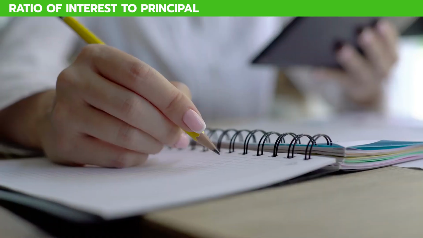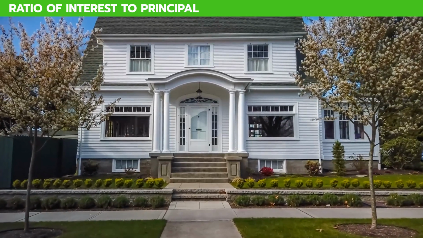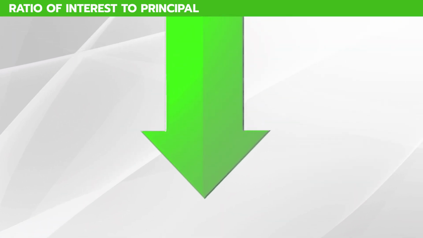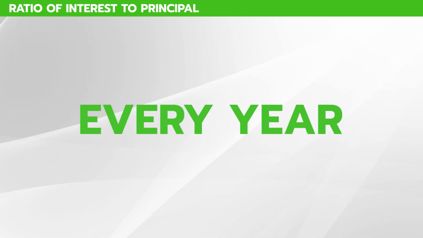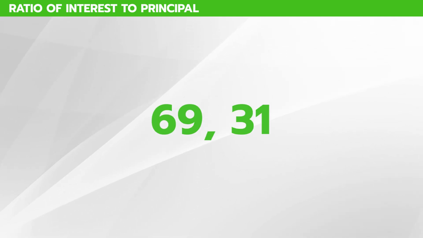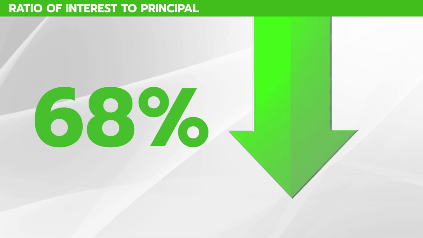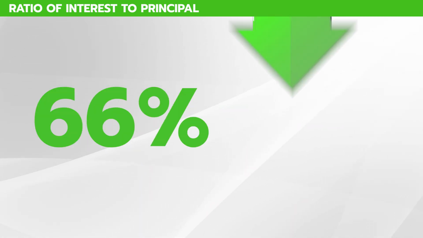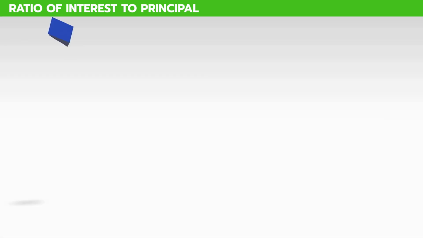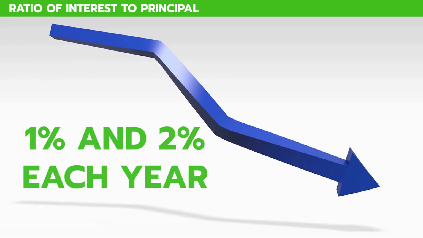And by the way, it's worth noting that in both cases, as I live in the house every month, it does start to go down very slightly. About 1% of the time, it changes every year. So, if it's a 4% number, for example, it goes to 69.31. Then, in year 2, it goes down to 68%. In year 3, it goes down to 66%. And on average, it keeps going down between 1 and 2% each year.